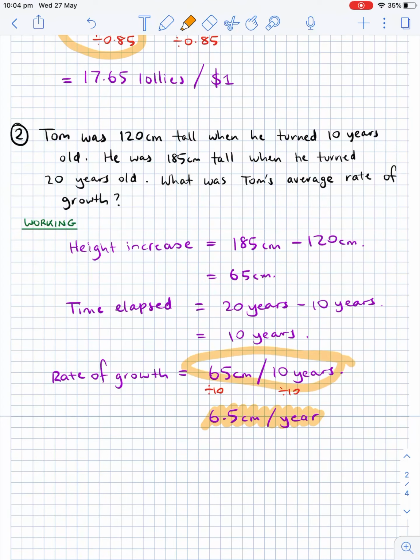So that's the rate that we need to deal with: 65 centimeters per 10 years. We want to simplify this rate. Instead of 10 years, we want just 1 year. So we're going to divide by 10. 65 divided by 10 is 6.5 centimeters per year. Every single year, he roughly went up about 6.5 centimeters. That's just on average. It's not saying that he went up by that every single year. It could have changed year by year, but on average, he went up about 6.5.